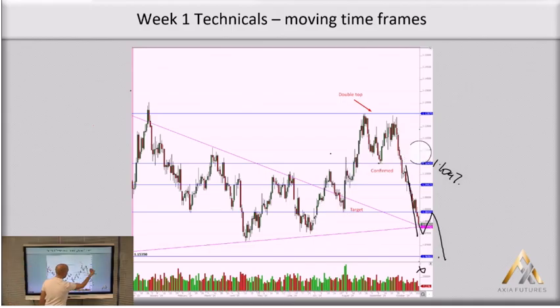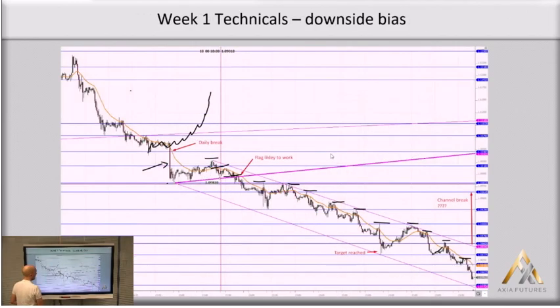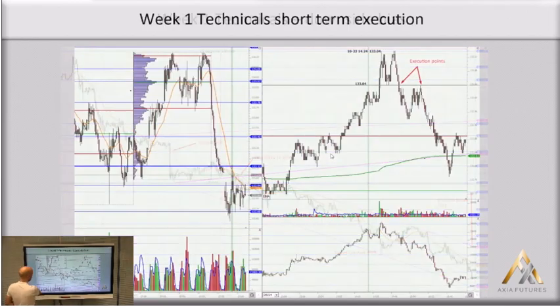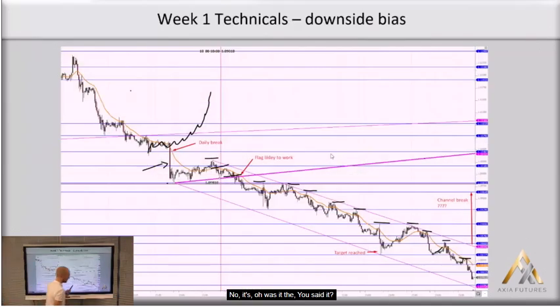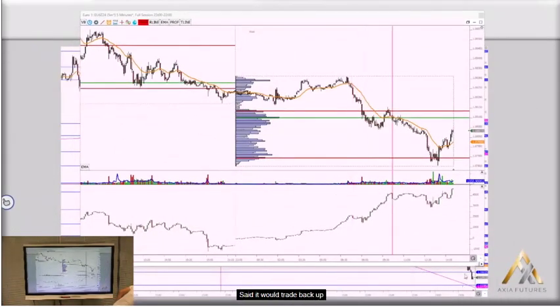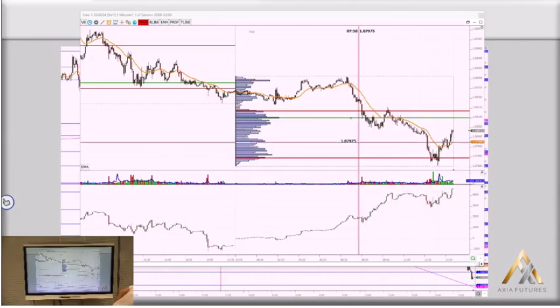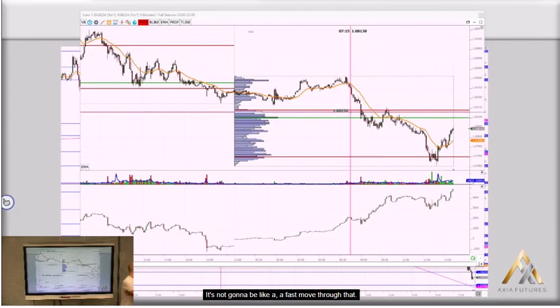Also, Richard, with the market profile, I think it was on the next chart of the euro. Next one. No, it's been one. Was it the one? You said it would... no, it's a short. So this is the one I got up just now. Yeah. You said it would trade back up because it's a dense profile there. Is it going to take time to trade through all that? It's not going to be like a fast move through that. It's going to be slow.